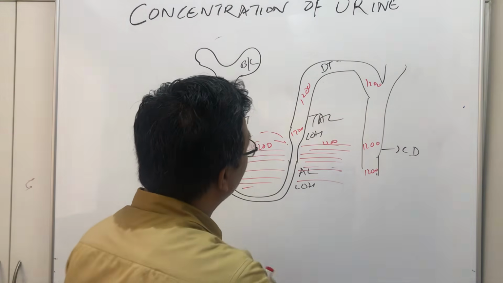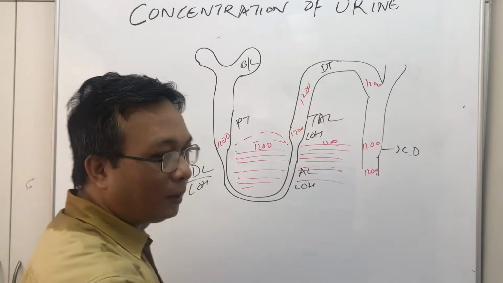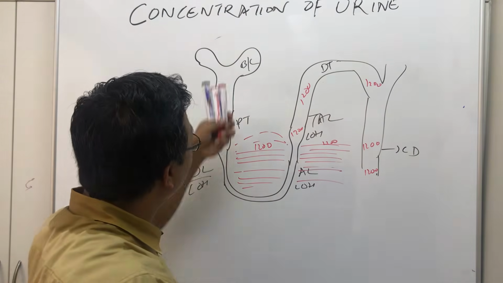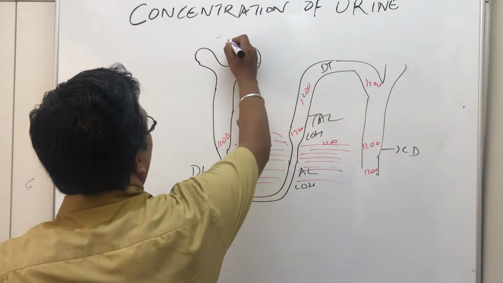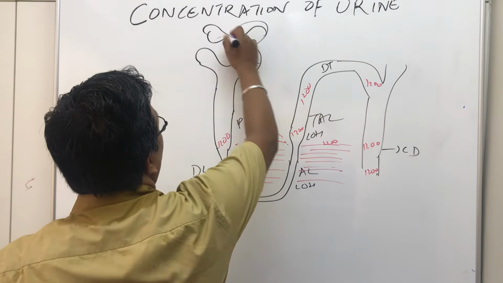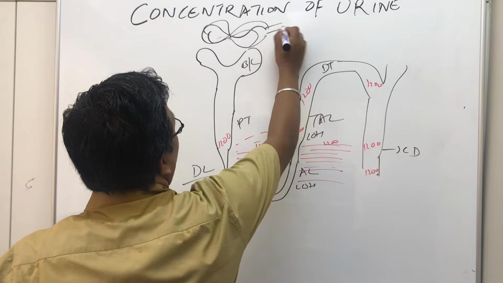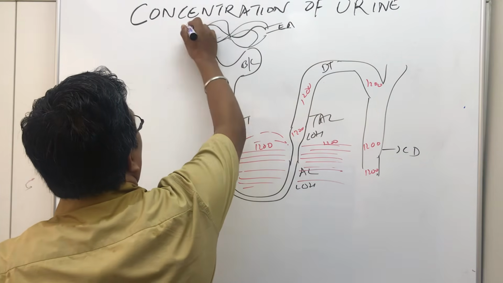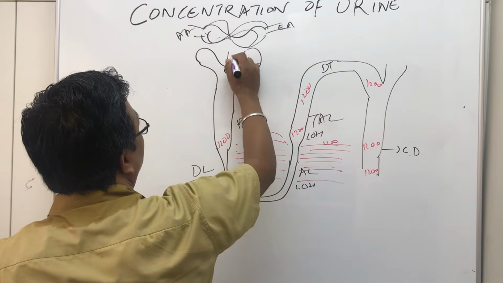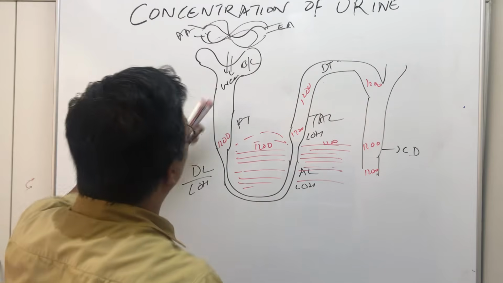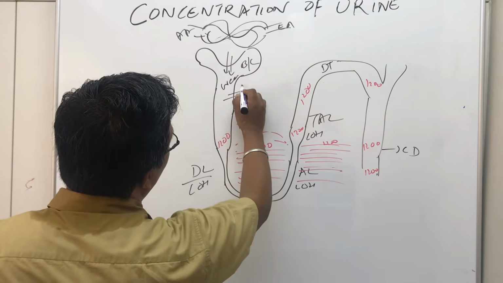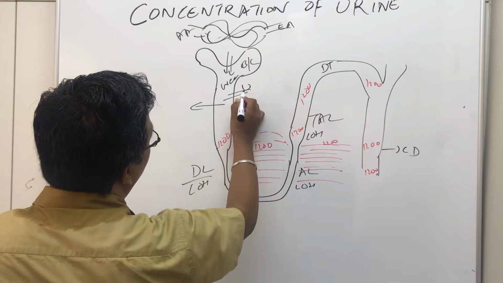And what happens now? Every time you eat protein or have your diet, what comes? Urea comes. Okay, this is the glomerulus, and this is the efferent arteriole, afferent arteriole. So urea comes. Most of the urea is reabsorbed here. Urea is reabsorbed.